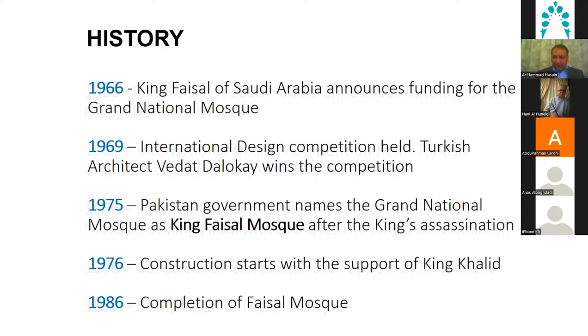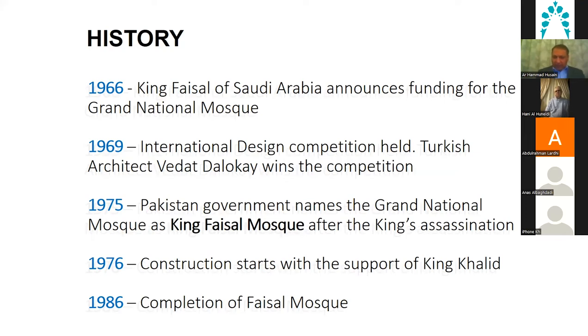1975 was after the assassination of King Faisal. The Pakistan government named the Grand National Mosque as King Faisal Mosque to commemorate the late king and his support for the mosque. And at the same time, the main road, the access that I showed you in the previous slide, was named Faisal Avenue. And till today, it's called Faisal Avenue.